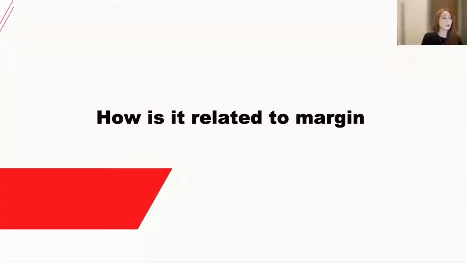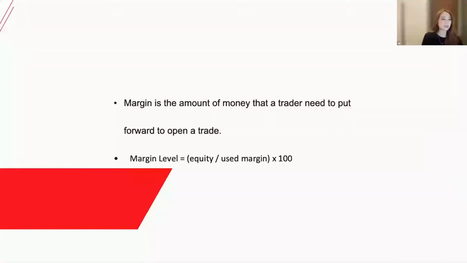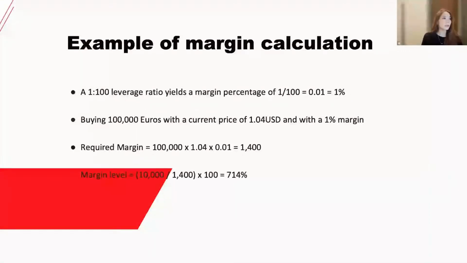So let's look at margin right now. Margin is the amount of money that a trader needs to put forward to open a trade, and margin level equals equity divided by used margin times 100 for percentage. For example, we can take a look right here. If you're using the 1:100 leverage ratio, the margin percentage of 0.01 equals 1%. Buying 100,000 euros at the current price of 1.04 USD with a 1% margin, your required margin would be about 1.4K. Margin level equals 10,000 divided by 1.4K times 100, which will be 714%.